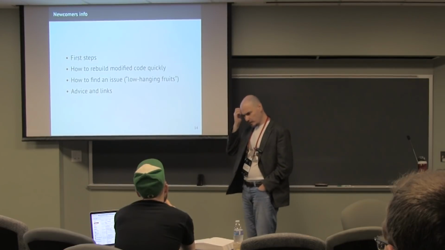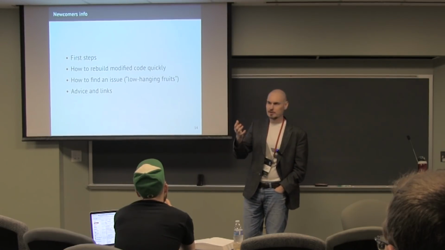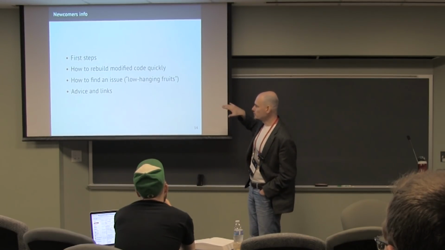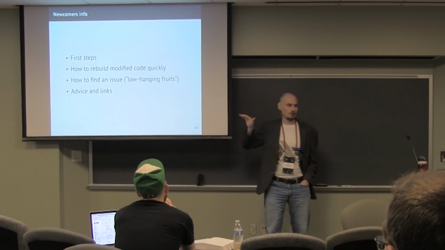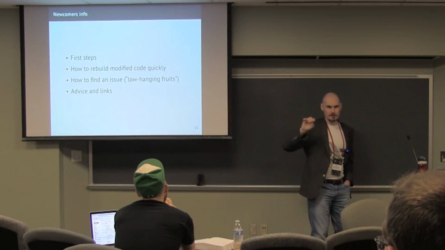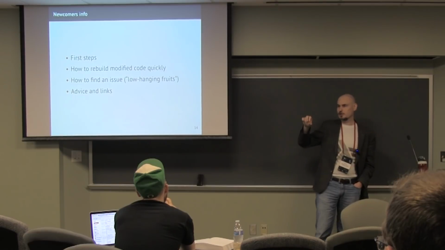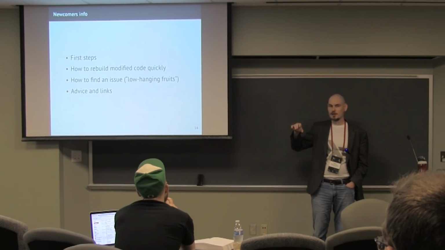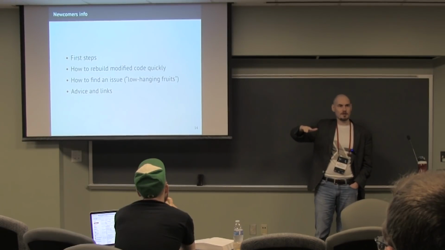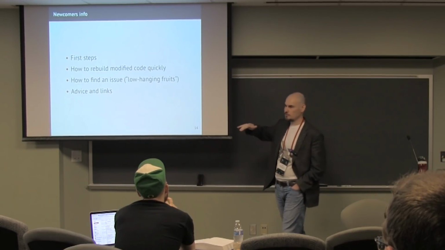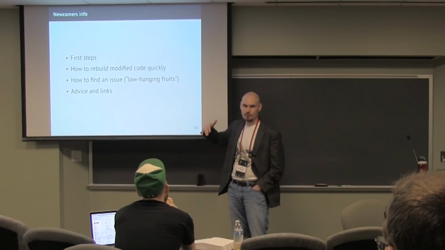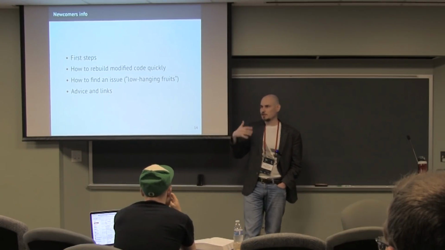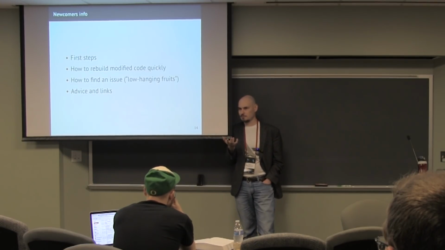There is also some information on how to find something to work on. In GHC, they support this idea of low-hanging fruits. So this is a list of issues which should be doable quite easily. You can go through them, find something for you, and then try to implement it. It's a good exercise. Some of them are really easy.